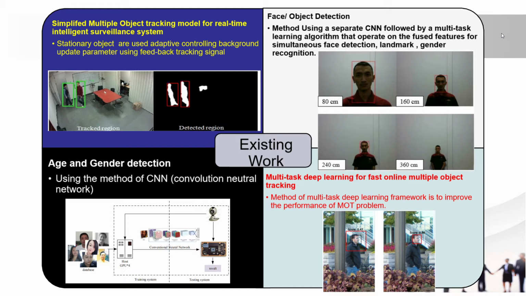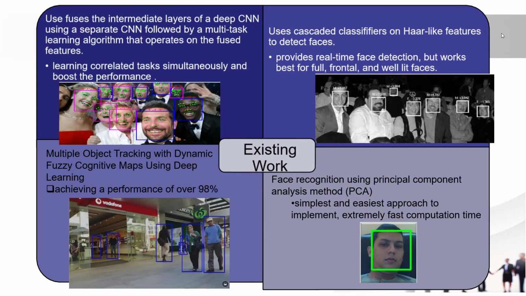Multitask deep learning for fast online multiple object tracking. The method of multitask deep learning framework is to improve the performance of MOT. It uses the intermediate layer of a deep CNN using a separate CNN followed by a multitask learning algorithm that operates on the fields feature. Learning correlated tasks simultaneously boosts the performance.